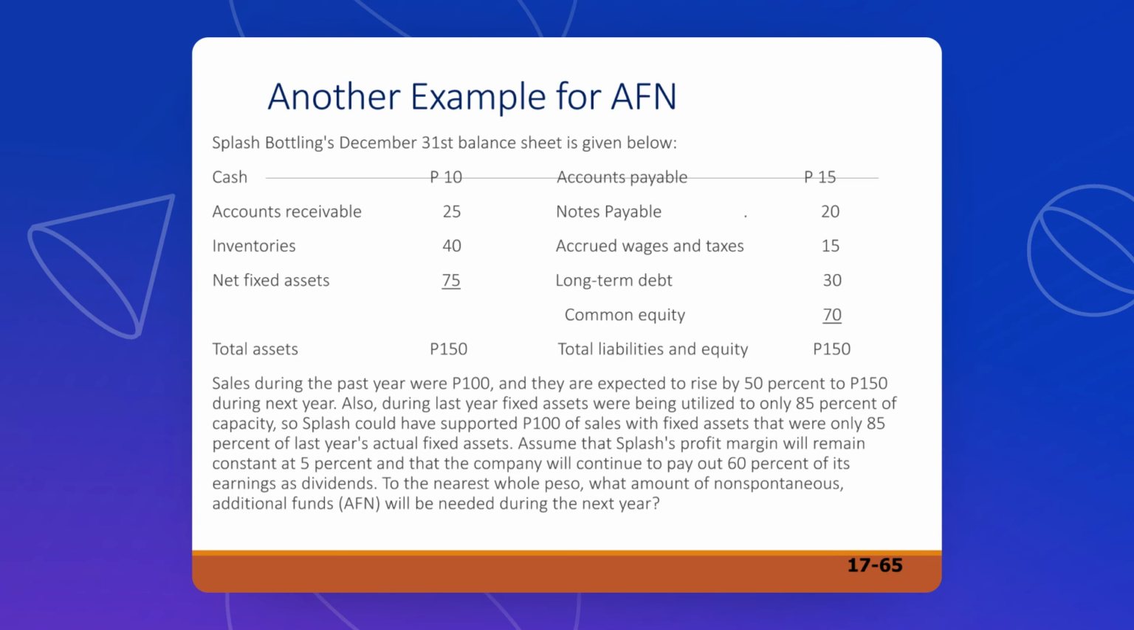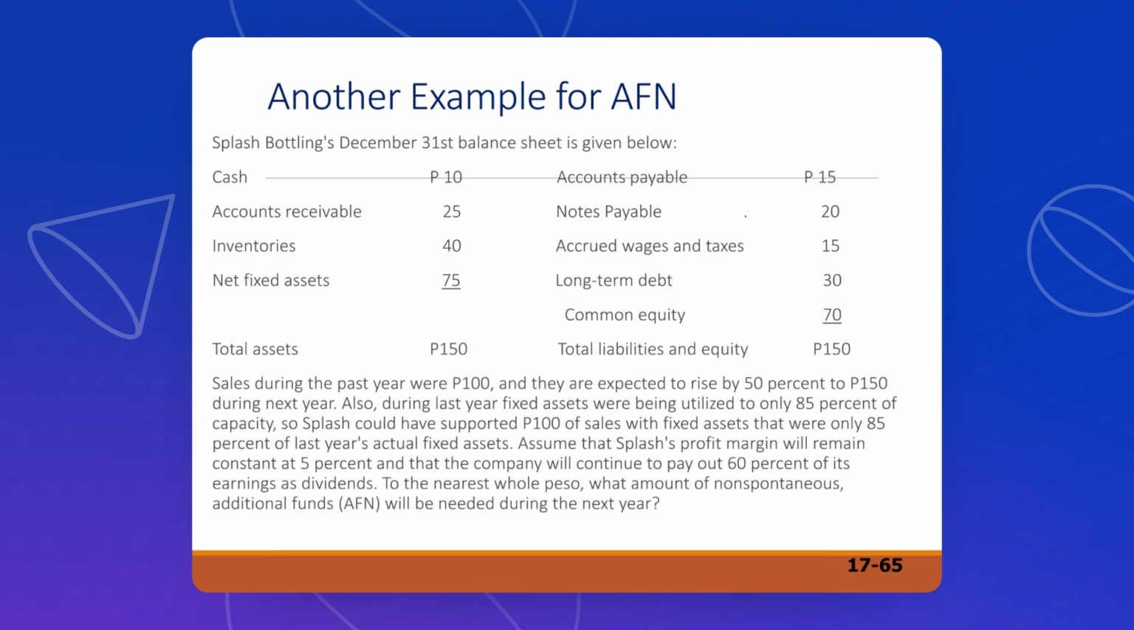Cash of 10, accounts receivable of 25, inventories of 40, and net fixed assets of 150. Then you have accounts payable of 15, notes payable of 20, accrued wages of 15, long-term debt of 30, common stock of 70, and retained earnings of 150. Please take note of this. Sales during the past year were 100, and they are expected to rise by 50% to 150. Also, during the last year, fixed assets were being utilized at only 85% of capacity.